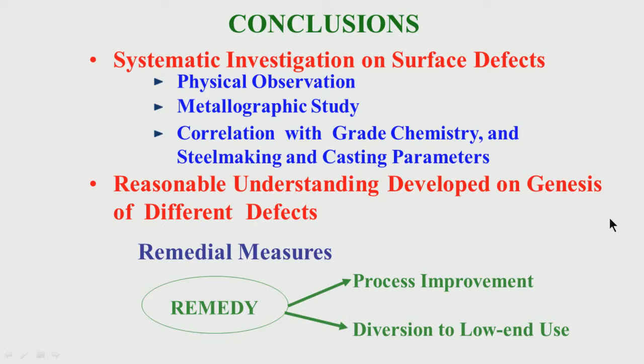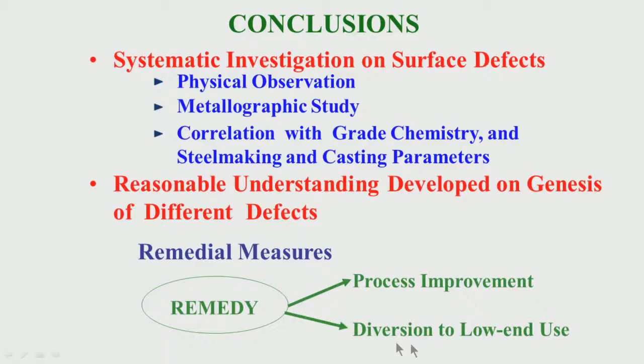I have mentioned to you at the very first stage of this course that there will be certain defects, but it depends on what type of applications will tolerate what type of defects. Quality of steel is application specific. A certain quality of steel can be used for different applications. A very stringent application will require very stringent quality. A very low end application may accept inferior quality. So, you can divert that material for low end applications where the quality requirement is not that stringent.